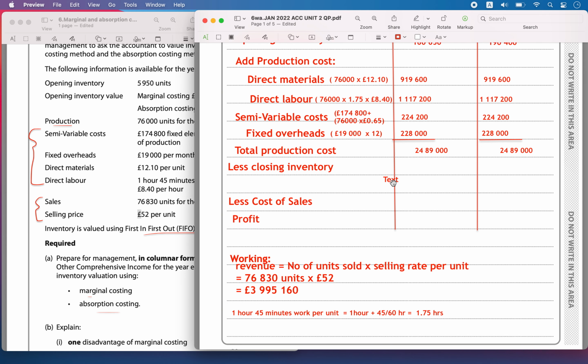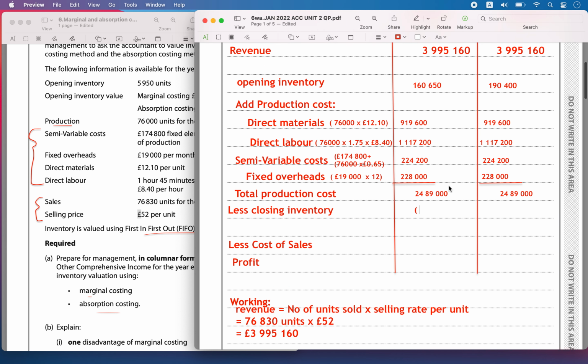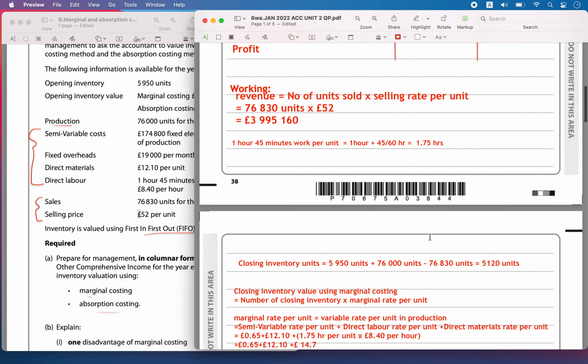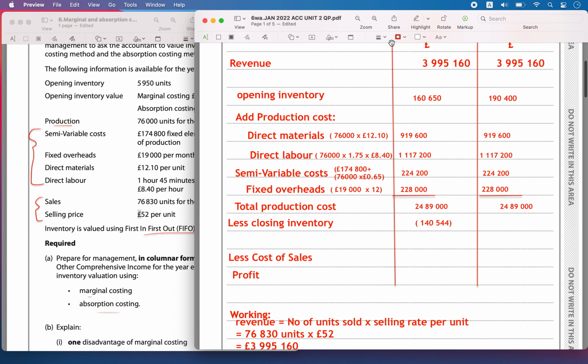So now you will write it here. That is going to be less. So it is 140,544, and for this one it is 167,680.